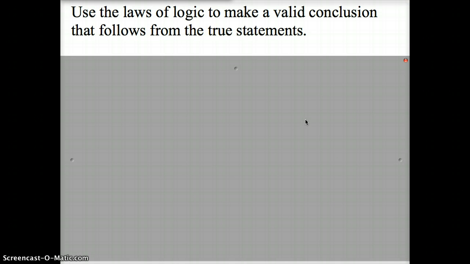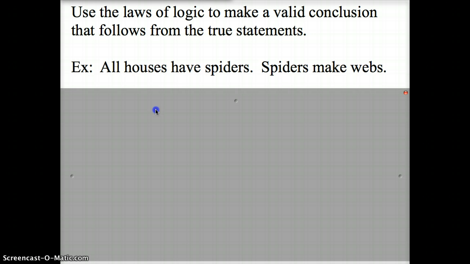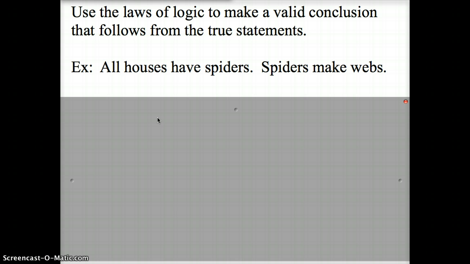Let's use these two laws of logic to make some valid conclusions from these statements. First one, all houses have spiders. Spiders make webs. Since these two things are true statements, what would the logical conclusion be? The logical conclusion should be all houses have webs, or all houses have spider webs.